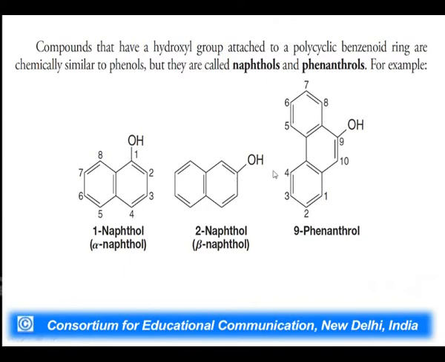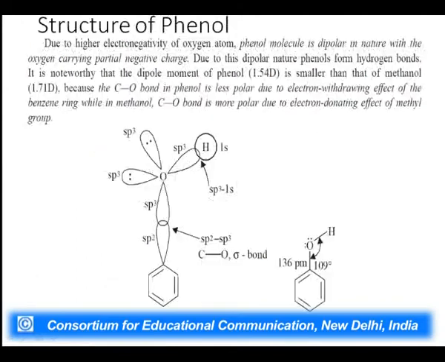If I look into the phenanthracene, then we start numbering from this ring, 1, 2, 3, 4. Then we go on to the other ring, which is 5, 6, 7, 8. And the hydroxyl group is present at the 9th carbon. So we name this compound as 9-phenanthrol. So this was the naming of the phenolic compounds. And I believe you will get some help from these examples.